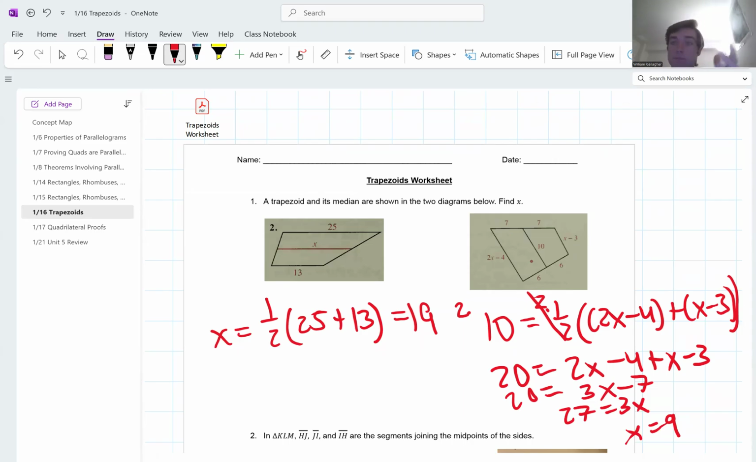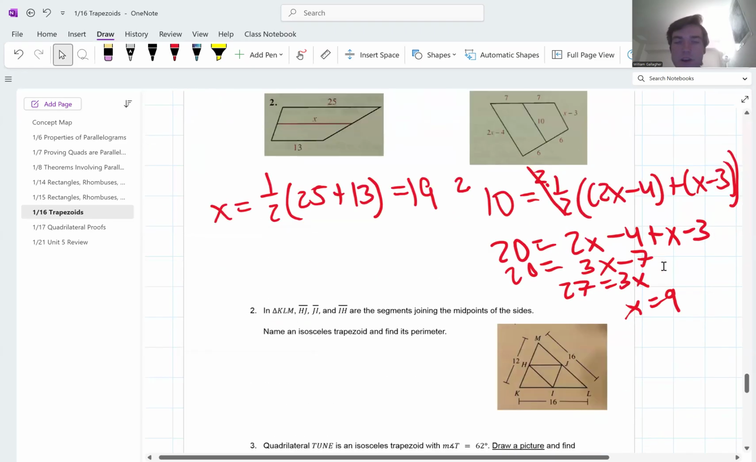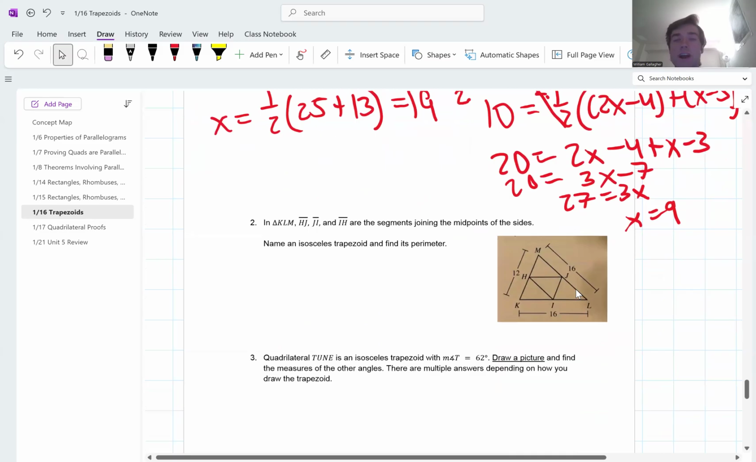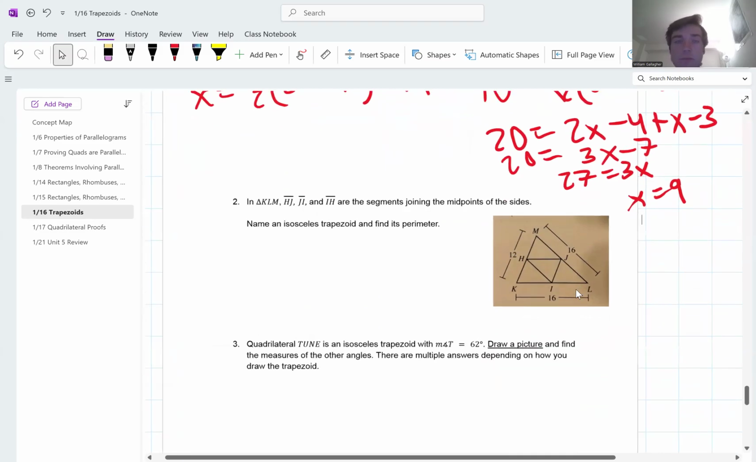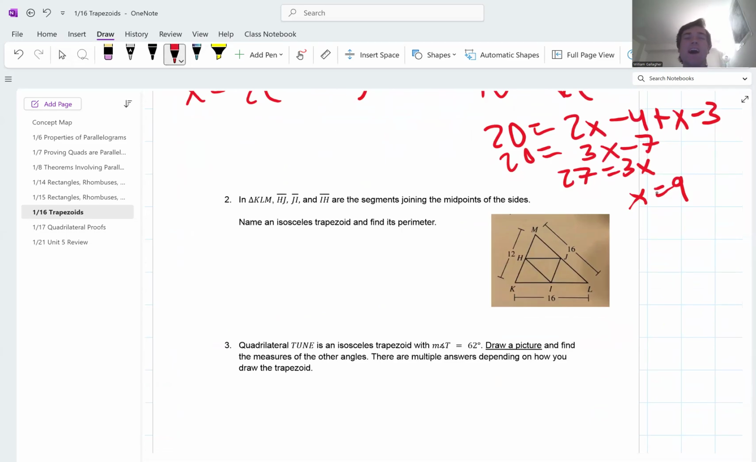Again, I think setting up the equation is the most important part there. I usually recommend you multiply by 2 just to make your lives a little bit easier, because you probably don't want to have 3x and -7, right? If we keep going, number 2 looks pretty similar actually to those diagrams from theorems involving parallel lines. I'm going to say that, I guess, 10 more times. So I know that HJ, JI, and IH join the midpoints of the segments. So I know that these two segments are congruent, these two segments are congruent, and these two segments are congruent.